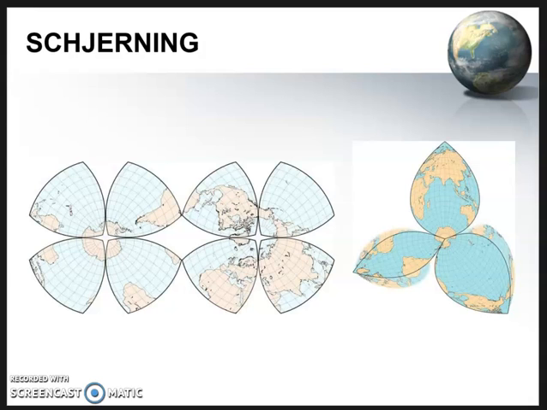So here we have the Schoenberg projection. Wilhelm Schoenberg created this projection in 1882, and it's a conic projection. So Schoenberg set the standard parallels to 90 degrees north and 18.6 degrees south in order to create a map designed for the whole world, which is a rare case among the conic projections.